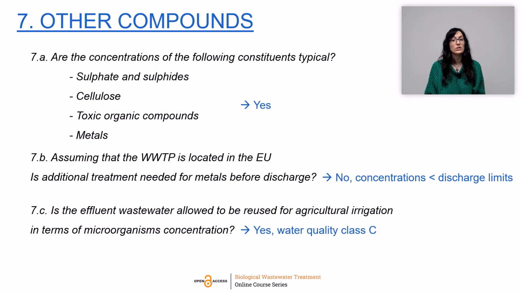And finally, we evaluated the potential water reuse for agriculture based on microorganisms concentrations. To do this, we also had to calculate the effluent concentrations, and we compared their values with the reclaimed water criteria. We saw that it was possible to reuse the water, and we classified the water as water quality class C, that has certain applications.